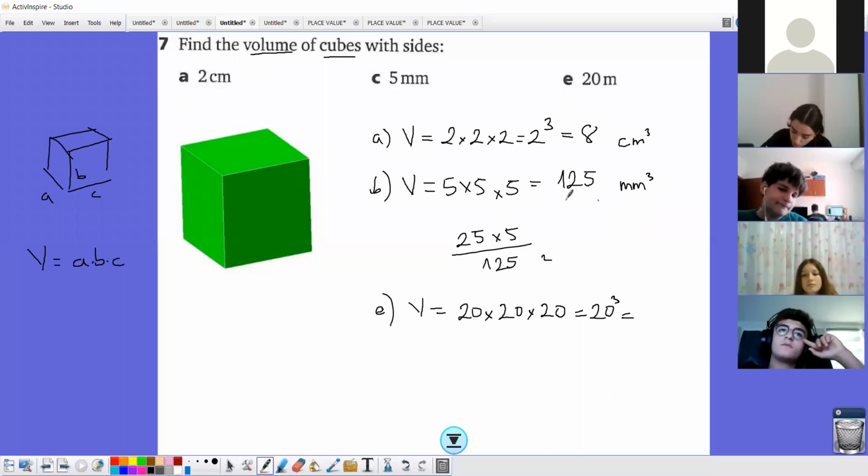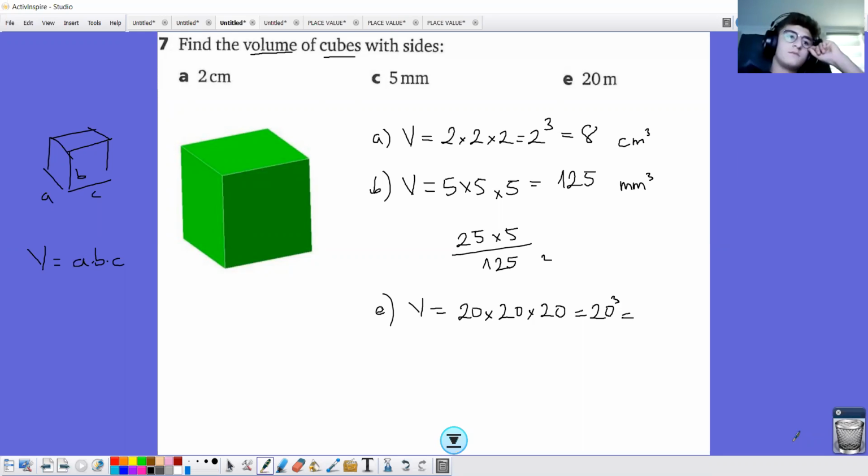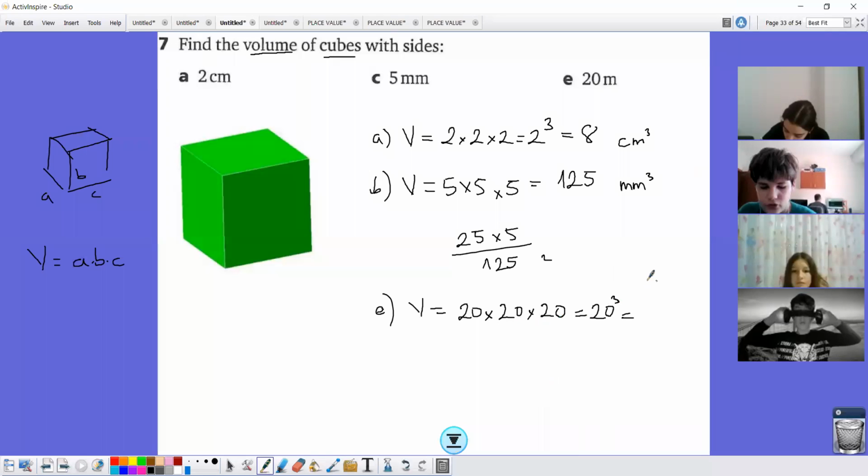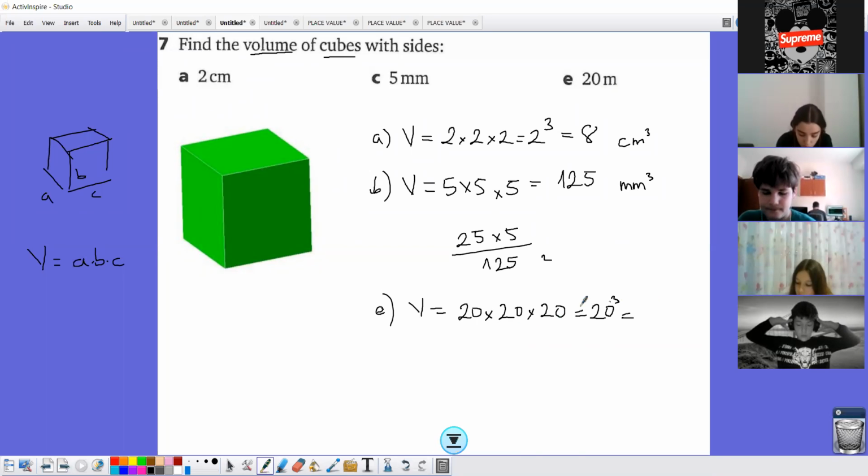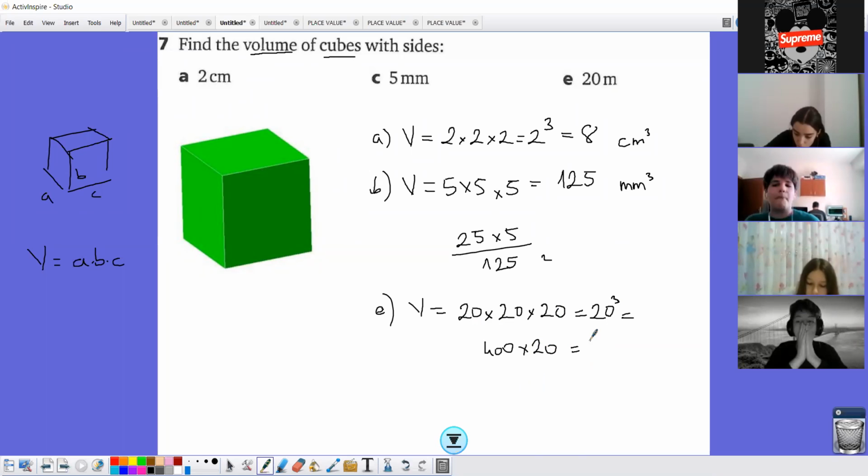At the same time, you can write them in your notebook. Emir, are you writing? Arben, are you writing? Taha, as you see, I give you time to find it. 20 times 20 is 400. This is 400 times 20, 8,000. 8,000, and it's meter cube.